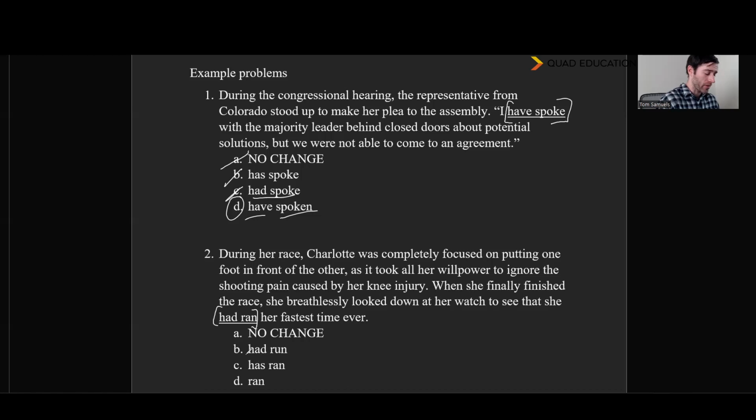So in this case, we can't say had ran because it's double active. Had run, that will work. Has ran is double active again. And ran here, that she ran her fastest time ever, that's just a little bit out of time or out of tense for the context here. So had run is going to be our best look.